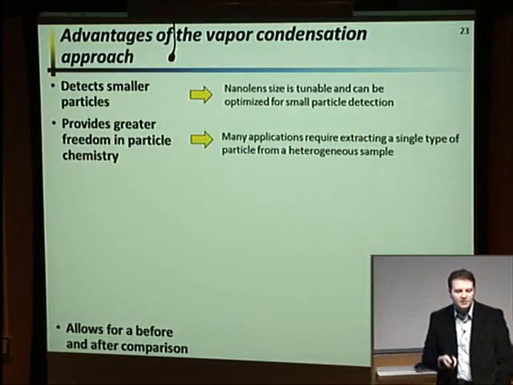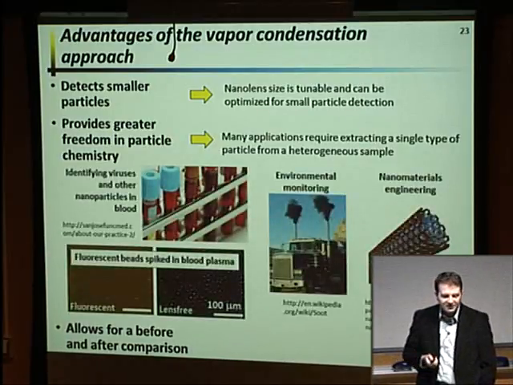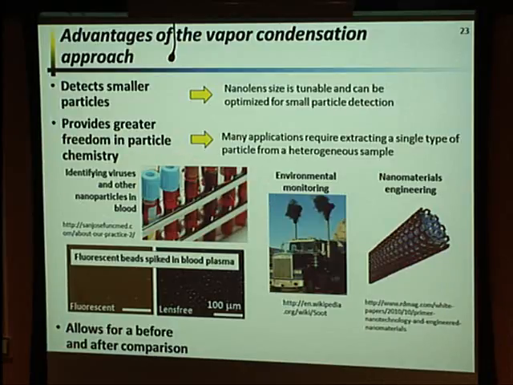So many applications that we're trying to target require extracting a single type of particle from a heterogeneous sample. So this could be identifying viruses and other nanoparticles in blood. And so you'll notice here that in this case we did an experiment where we spiked fluorescent beads into blood plasma. And if you look at this carefully, we're able to detect these fluorescent beads using our lens-free approach. But there's also a lot of other things that are, you know, small protein molecules that are forming clusters and things that are around this 100 nanometer size scale.